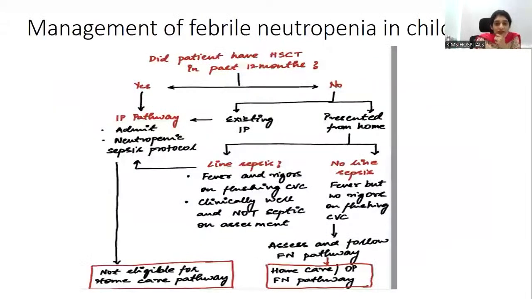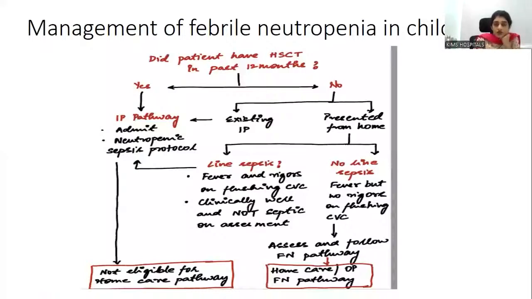This is the MASCC score which I discussed. So this is just a rough algorithm of how to manage febrile neutropenia. Because these cancer patients must have undergone transplant previously also. So if the patient has undergone transplant in the past 12 months, if yes, then you need to follow the inpatient pathway. You can't think of doing outpatient treatment. In the inpatient pathway, you have to admit and follow the neutropenic sepsis protocol, which I have told before and I'm going to discuss a bit later also.